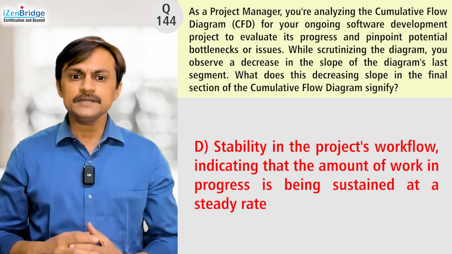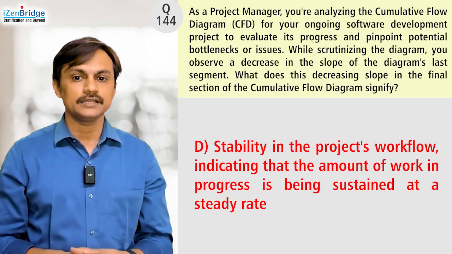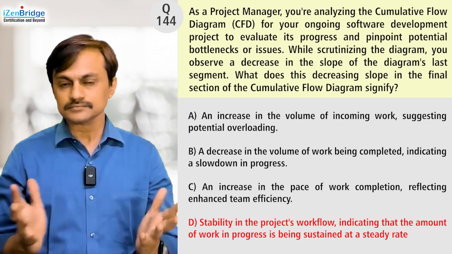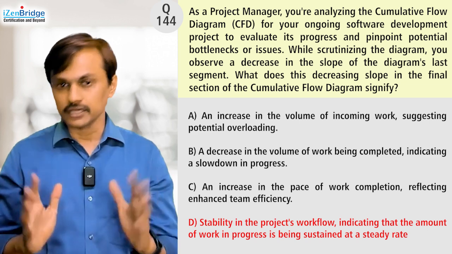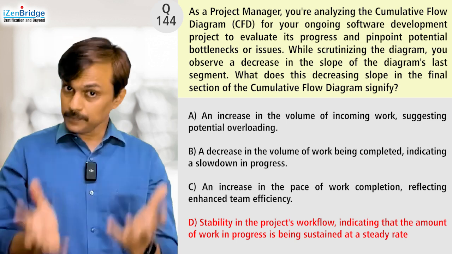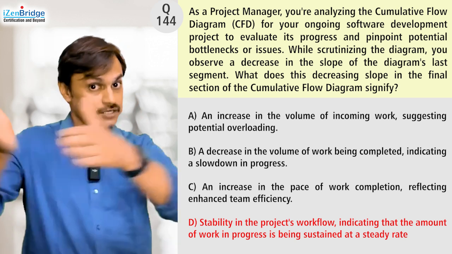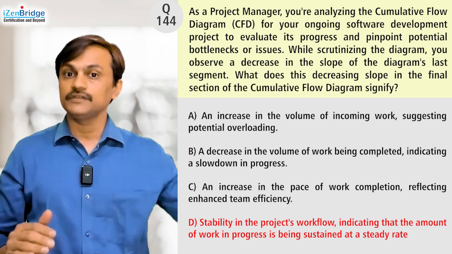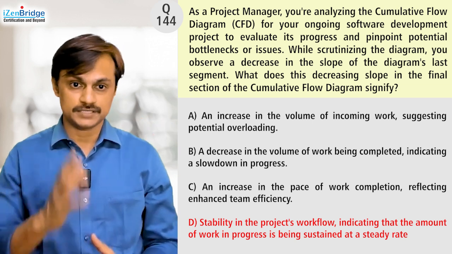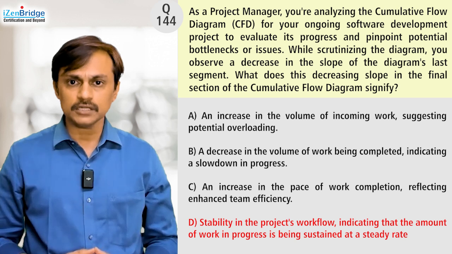Option D, stability in the project's workflow indicating that the amount of work in progress is being sustained at a steady rate. So not very clearly coming in. Definitely stability is not there because we have a decrease in slope. There is a possibility of having consistent work in progress if the inflow is also reducing, but it is very difficult to interpret that option D is right when we are looking at this particular question.